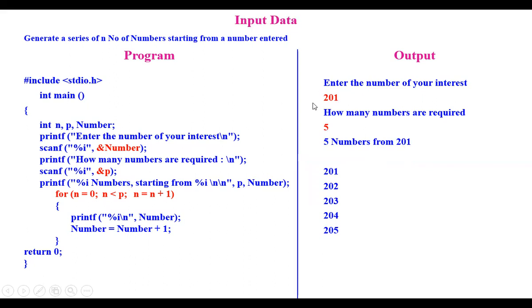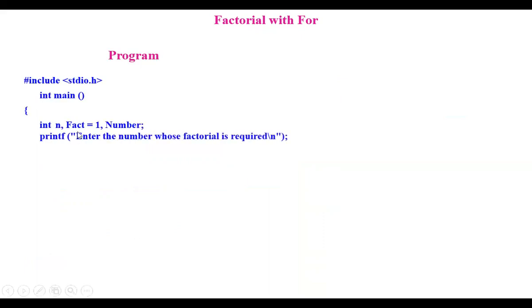So here we have given two input values, and based on these two input values also, we can use this looping. Now we'll find a factorial using a for loop. Here we have taken three variables: n, fact equal to 1, and number. Whose factorial is required? You have to enter that. Once you enter a value, that particular number's factorial is calculated.